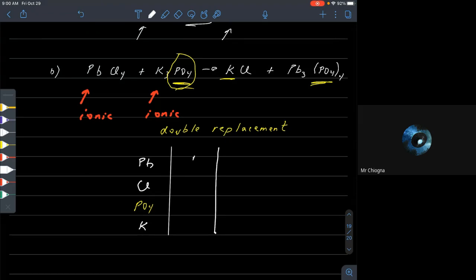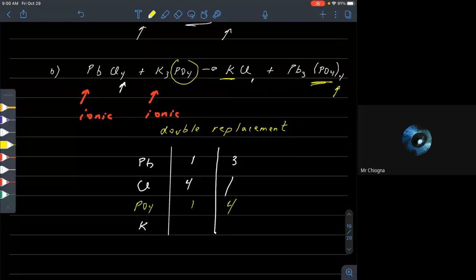Okay, now. 1 Pb on the right. 4 chlorine on the left. There's a 4 here, 4 on the left. On the right, there's no subscript, only 1. PO4. Let's look at this. No brackets, which means there's only 1. PO4 on the right, there's brackets, which means there's more than 1. There's 4. Okay, K3 on the left, 1 on the right. Is it balanced as it is? As it stands? No. It's not balanced, but we can balance it.